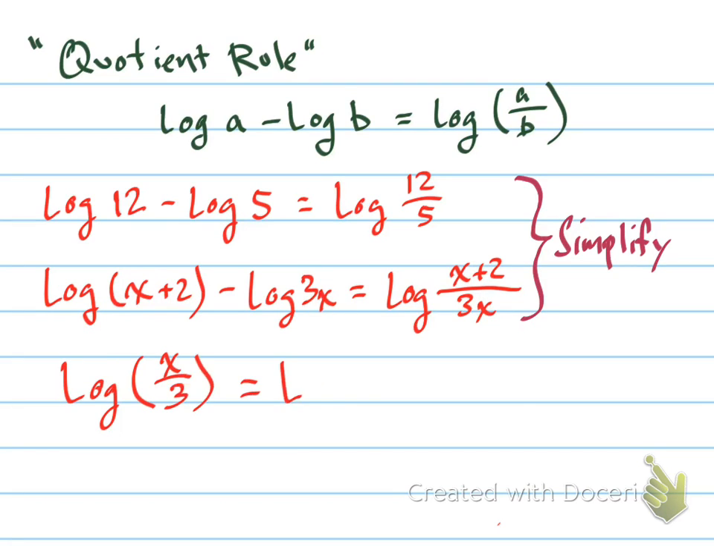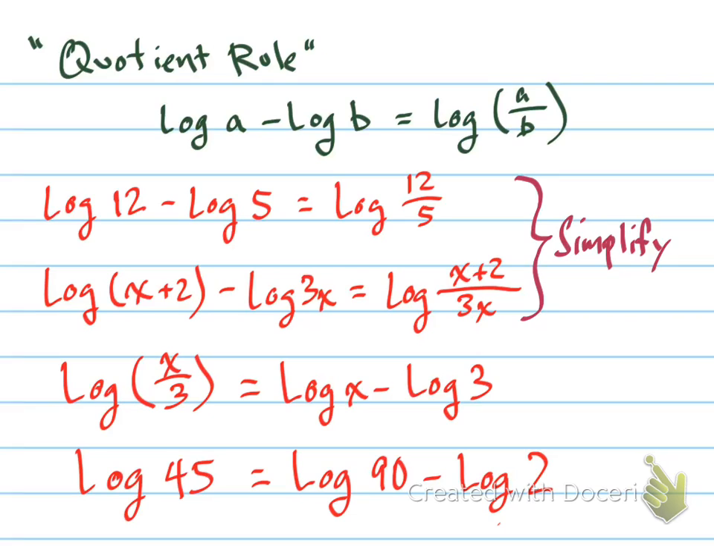Here's another one where we're going to go the other way. We're going to expand it out. Log of x over 3 is log of x minus log of 3. No big deal. What about log of 45? You could write 45 as 90 divided by 2 if that for some reason served a purpose in your life. So numbers can also be expanded out just by finding 2 numbers that divide to equal that argument. And that's, of course, where we are expanding log expressions.